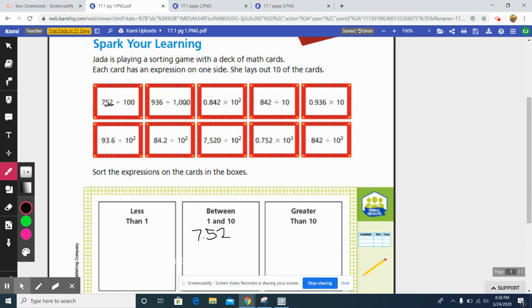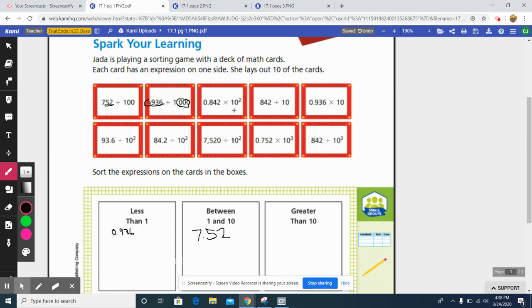Okay, if we move our decimal, how many times? We're going to move our decimal 3 times because we have 3 zeros. So 1, 2, 3. What do we put in the beginning? So we have 936 thousandths. Is that less than 1, between 1 and 10, or greater than 10? Well, we know that that is less than 1. So 9, oh boy, 36 thousandths. Good.